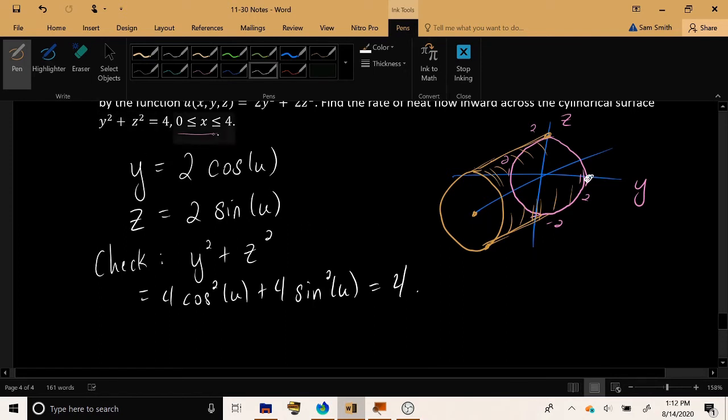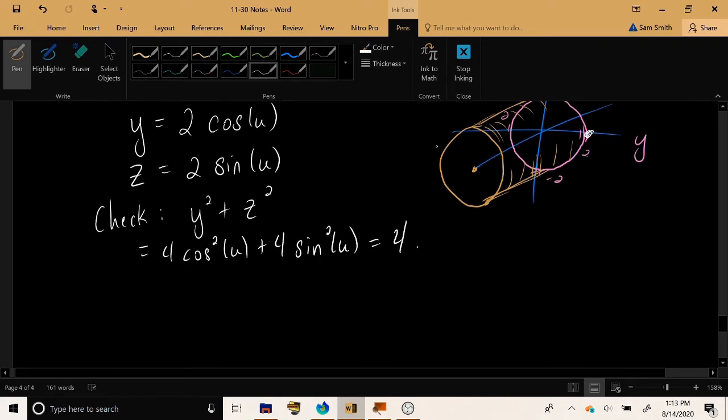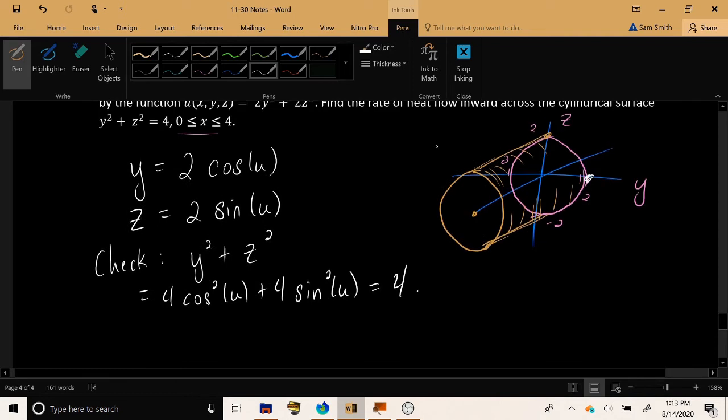Now, x is behaving in a way that's fundamentally independent of either y or z. Y and z had an equation which related those two quantities to each other, but x doesn't have any equation which relates that guy to either y or z. So we will define x in terms of just the other parameter. We will define x equals v.